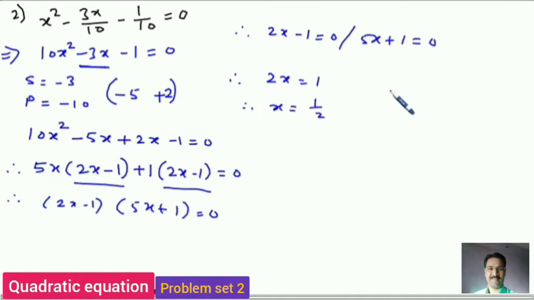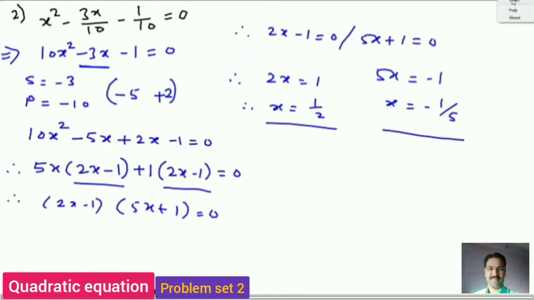This side 5x equal to minus 1. So x equal to minus 1 by 5. Like this we can find the values of x. Understand, it depends upon the example. If factorization is possible, then solve by factorization, otherwise by the formula method. Understand friends? Okay, now we'll take the next third sum.